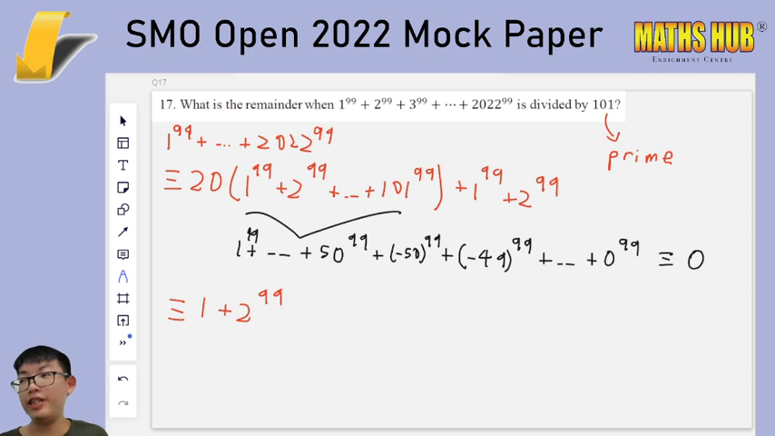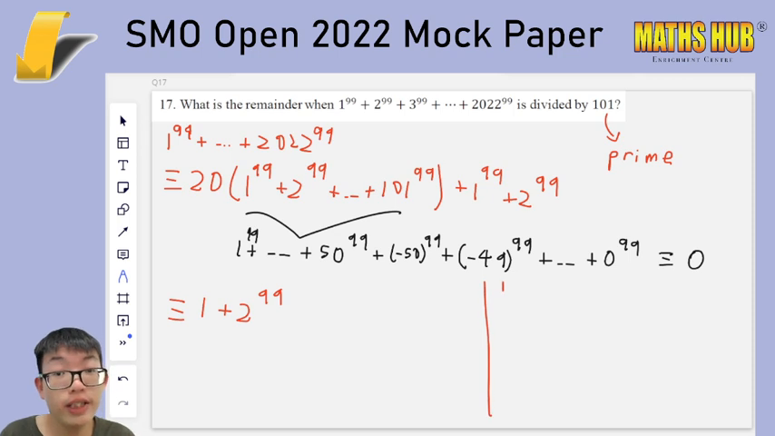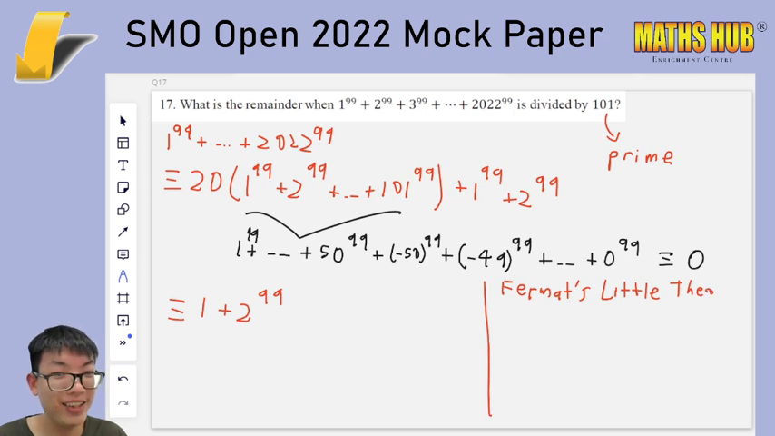So this leaves us with just a tiny problem, which is what's 2 to the power of 99 modulo 101? Now we know from Fermat's little theorem, it tells us that if we took 2 to the power of 100, pity, right? We wish that it were 99, but no, if we took 2 to the power of 100, that is precisely 1 modulo 101.